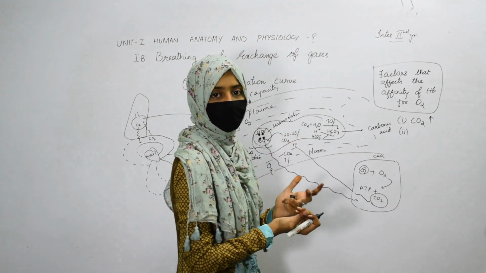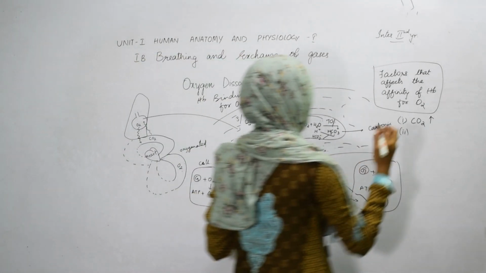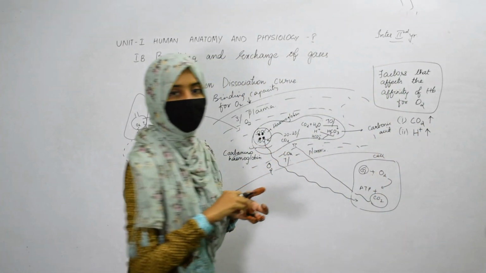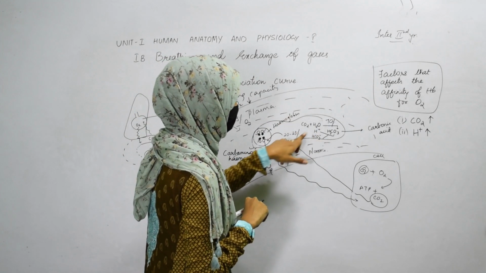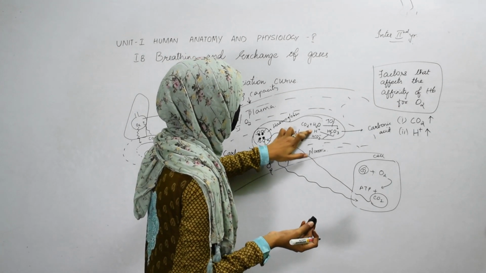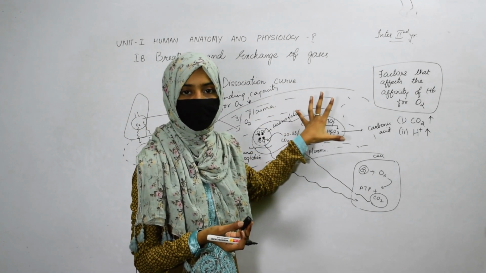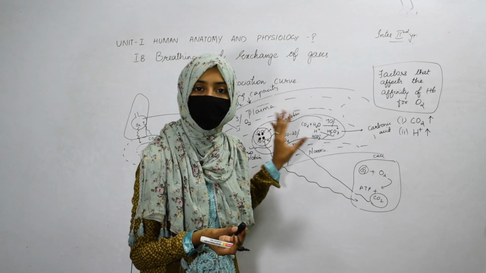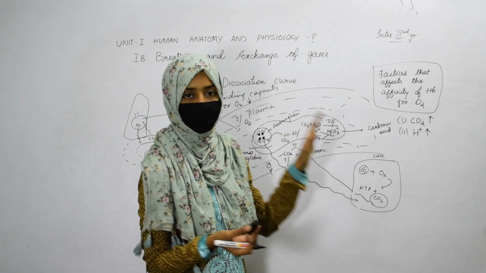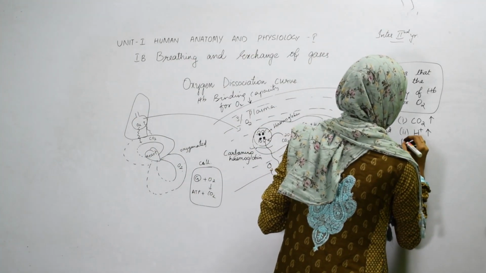What are the other factors that force the hemoglobin to release the oxygen molecule? The other factor is an increase in the concentration of H+ ions. Here the reaction is going on, which forms H+ and HCO3- ions. This H+ ion can also bind to the hemoglobin. Once the H+ ions bind to the hemoglobin, it also decreases the affinity of hemoglobin to bind with the oxygen. So this is also one of the factors, and the other factor is temperature.